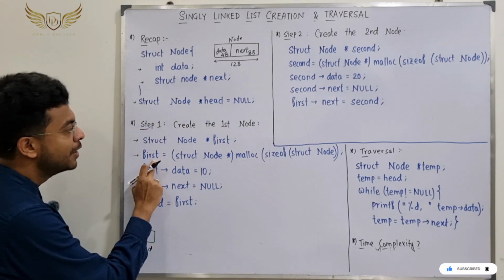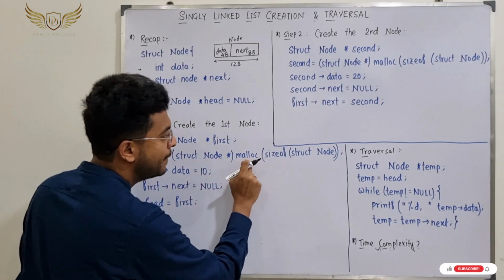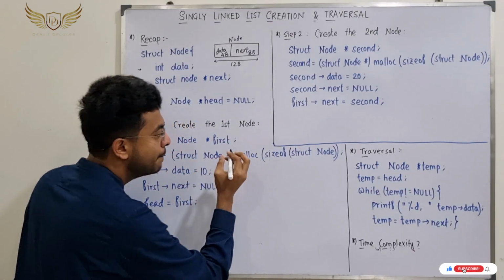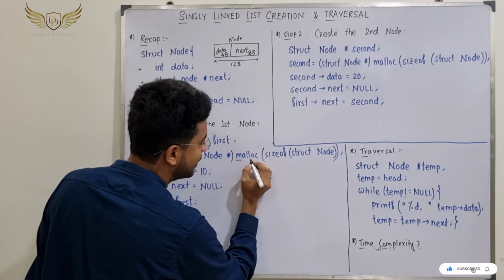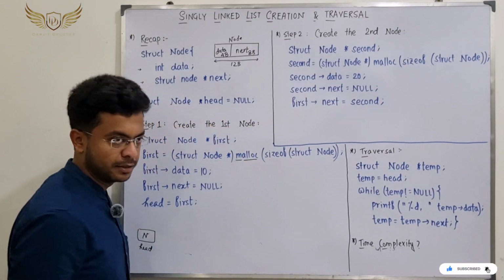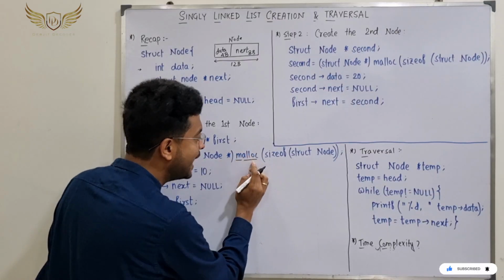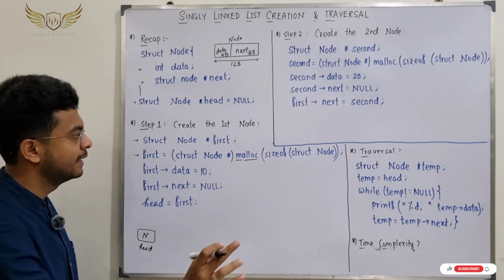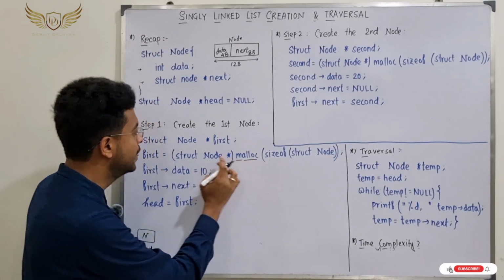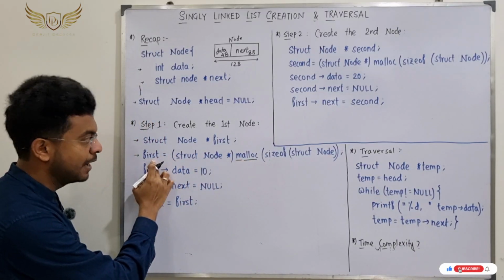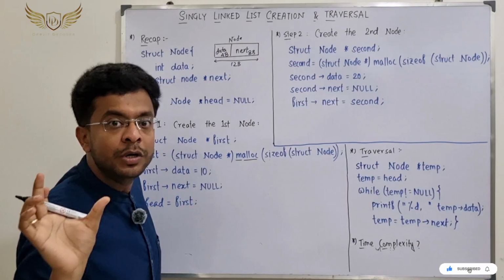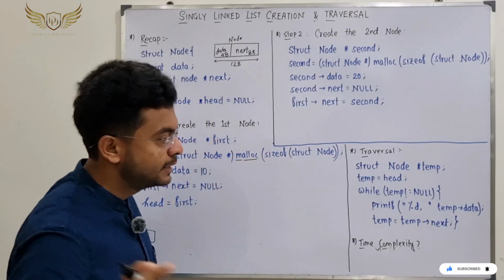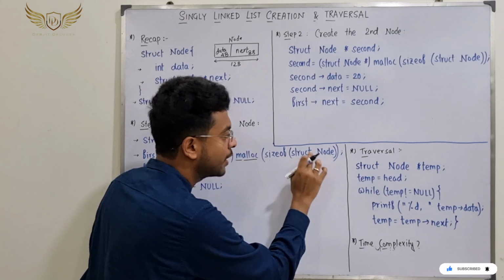So what is it doing? first equals struct node star malloc sizeof struct node. What is this malloc? I have already talked about it. Malloc stands for M for memory, alloc for allocation. So allocate some memory for this first. You can read it in your mind like this: allocate some memory for this first. And what amount of memory do you need? We need that many bytes, which is the size of struct node.